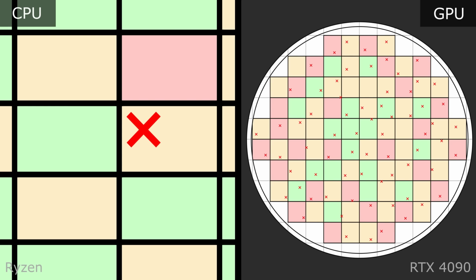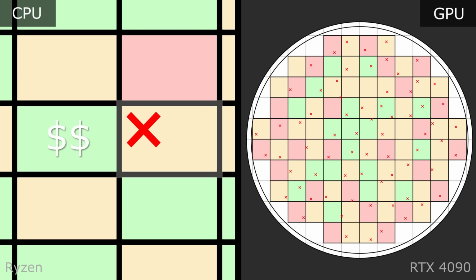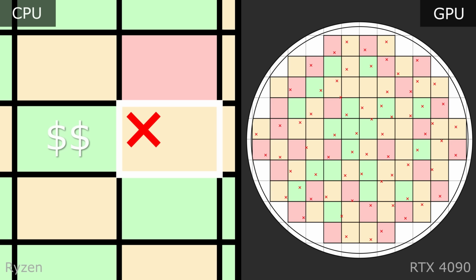Binning is the process of testing individual chips from a wafer to determine how defect-free and performant they are. Chips with few defects that tolerate high operating frequencies are packaged and sold at higher price points as premium SKUs, while chips with more defects or lower operating frequencies are packaged and sold at lower price points.